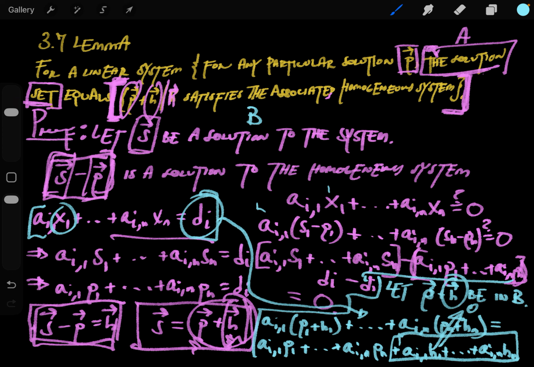This is indeed a homogeneous solution, so this is 0, and then the other part is a particular solution to the ith row, so this equals d sub i. And the total will equal d sub i, because d sub i plus 0 is just d sub i. And now you've shown it in both directions. So indeed, you proved your lemma.